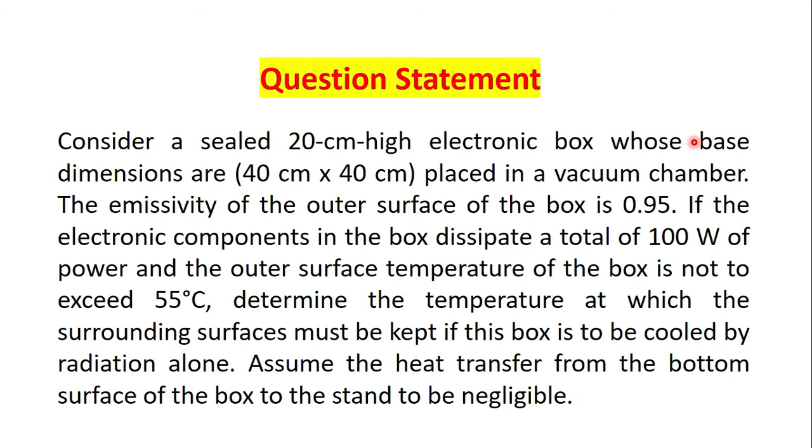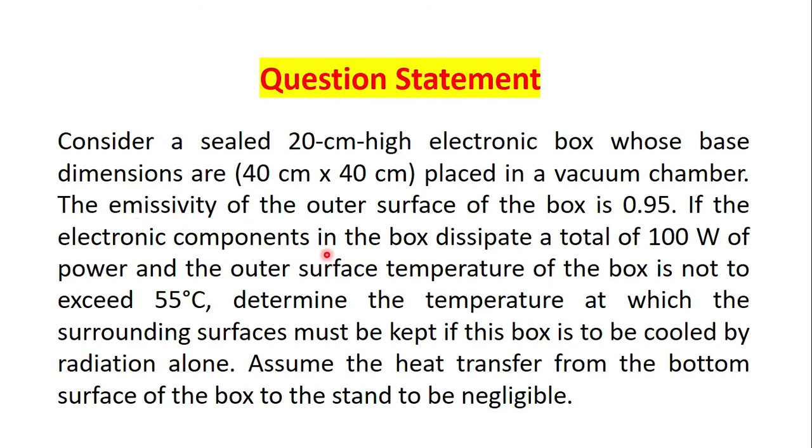In this question statement of process heat transfer, consider a sealed 20 centimeter high electronic box whose base dimensions are 40 centimeter by 40 centimeter, which is placed in a vacuum chamber. The emissivity of the outer surface of the box is 0.95. The emissivity is represented by epsilon.